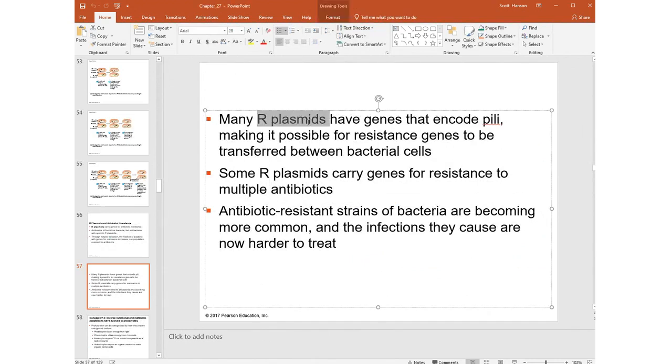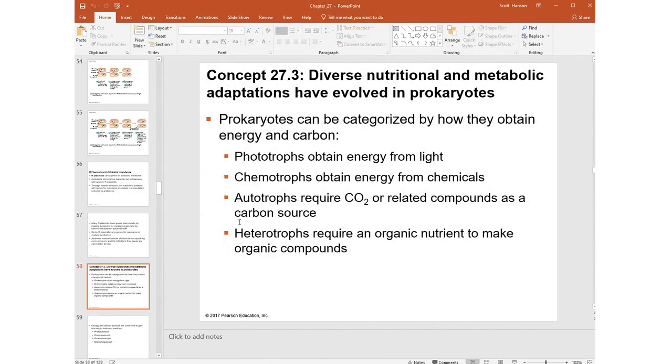A lot of R plasmids have genes that code for producing pili, making it possible for resistance genes to be transferred between bacterial cells. Some R plasmids carry genes for resistance to multiple antibiotics. Antibiotic resistant strains of bacteria are becoming more common, unfortunately, and the infections they cause are now harder to treat. So we have to continually find new antibiotics because bacteria are becoming resistant to existing antibiotics.